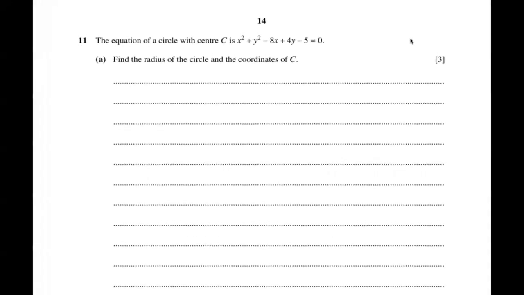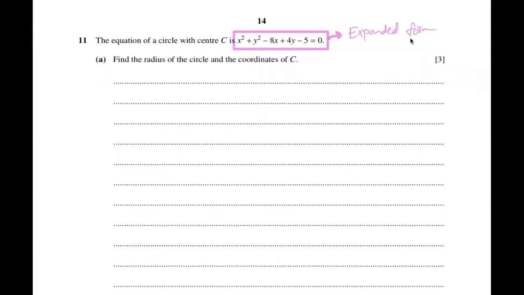Okay, so the equation of the circle with center C is x squared plus y squared minus 8x plus 4y minus 5 equals 0. Does everyone agree that this is not the completing square form, instead it's an expanded form? This is the expanded form of the equation of the circle. Now we need to find the radius of the circle and the coordinates of C. What is C? The center of the circle.